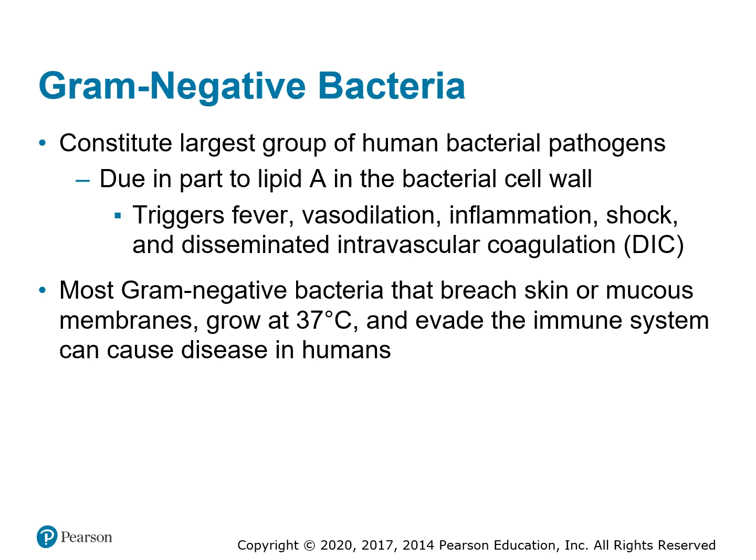So most gram-negative bacteria that are able to breach the skin, in other words, get into a place they're not supposed to be, or a mucous membrane, they like to grow at the same body temperature that we have, so 37 degrees Celsius, and they evade the immune system and are able to cause diseases in you and I.